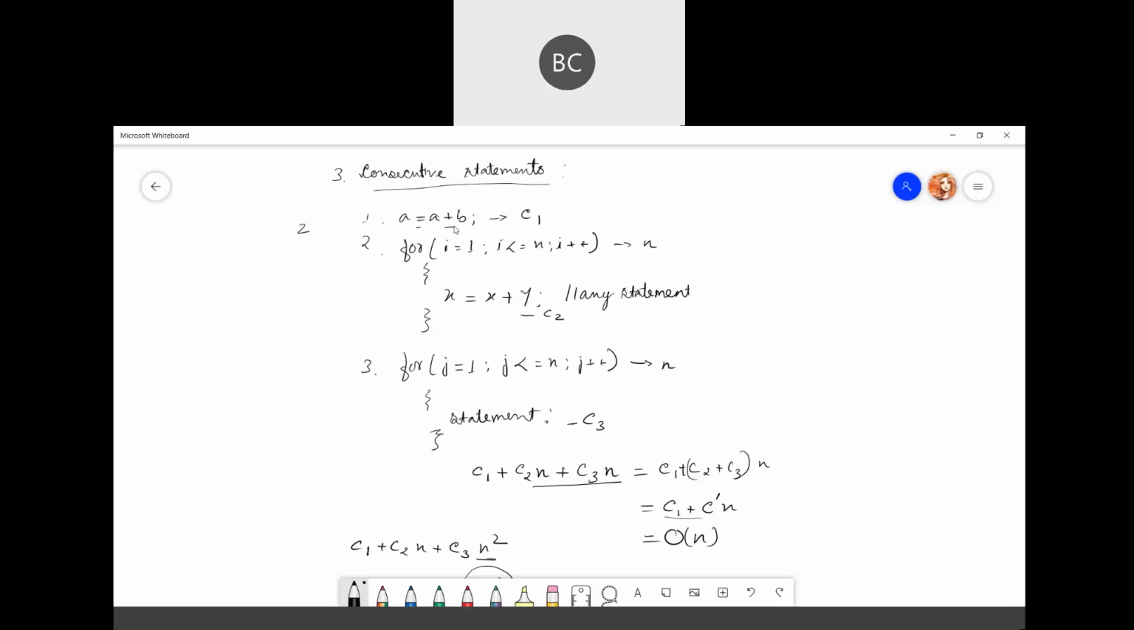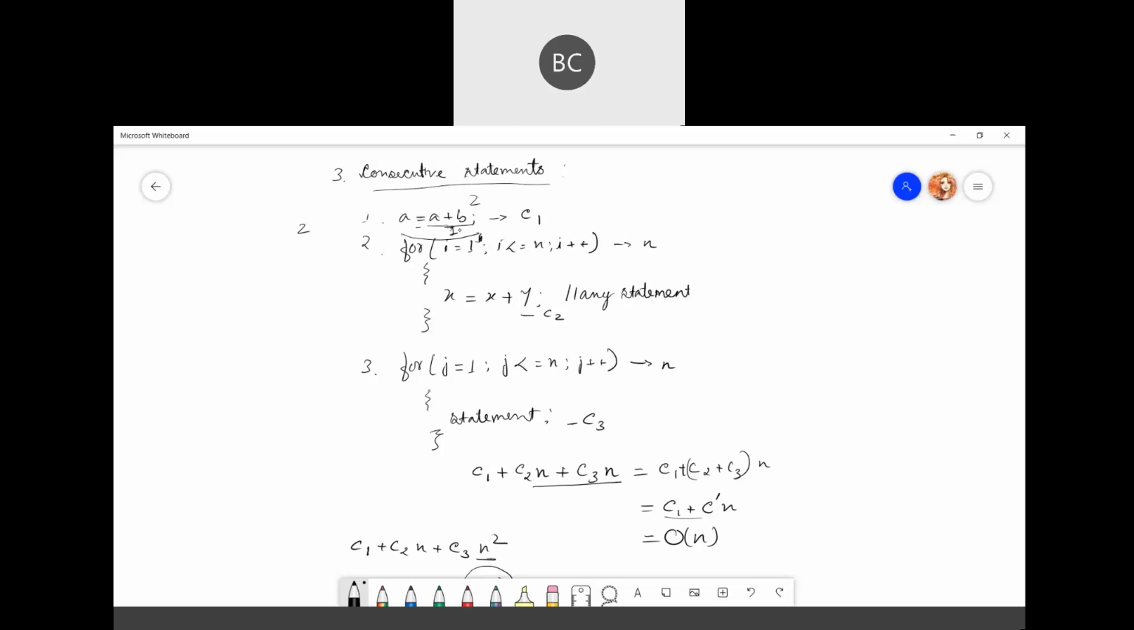In this particular piece, this addition will take 1 unit of time, correct? And this assignment operation, whatever value is there, we're assigning it again to A, so again it will take 1 unit of time. So the total is 2, which is a constant term. Doesn't matter whether it is 2, 3, 4, 5, or 10, it's a constant term.